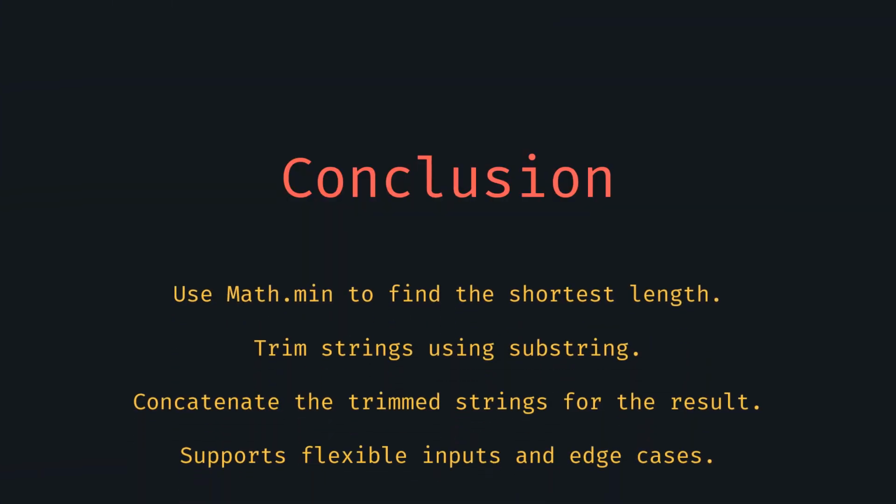In summary, this function simplifies string concatenation when lengths differ. The use of Math.min and substring ensures accuracy and adaptability.